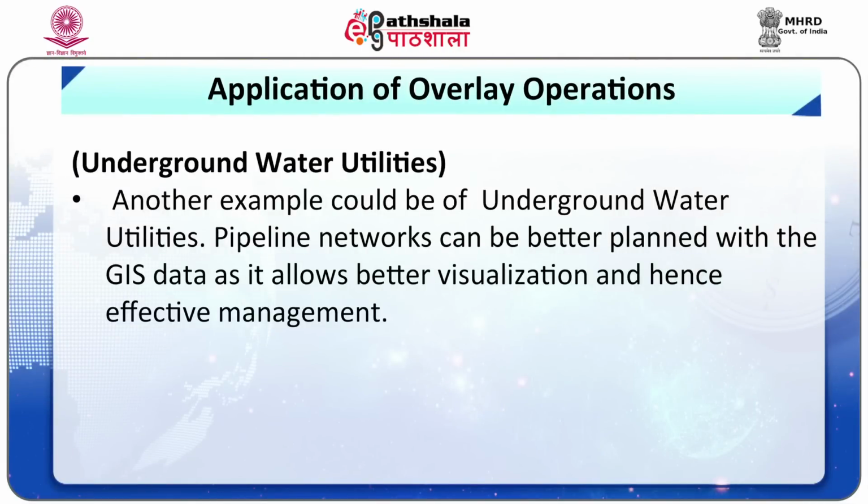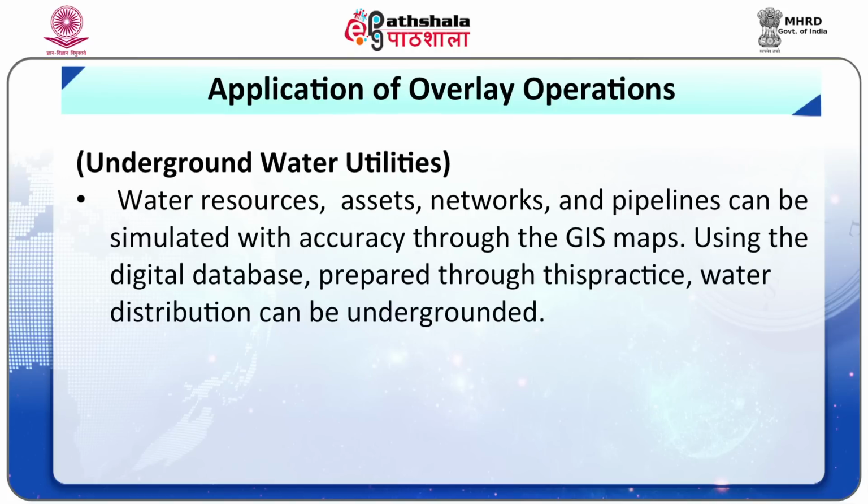Another example can be, say we want to have the underground water utilities. Of course, for this the pipeline network can be better planned with the GIS data as it allows better visualization and enhanced active management. Available water resources, assets, networks, pipelines can be simulated with accuracy on GIS maps. But that's something which is very important. That means we again need to visualize all those layers which are there, all the directions which are there, and we can further find this out.